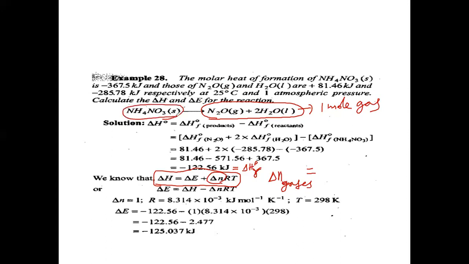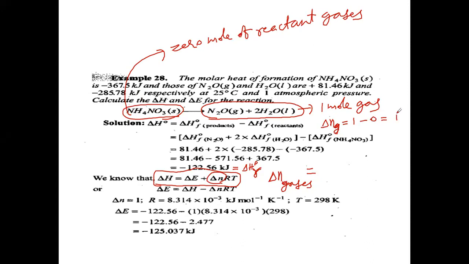And how many moles of gases on the reactant side? 0. 0 moles of reactant gases. So reactant gas is not there here. In the reactants only solid is there, no gas. So how to get delta Ng here? Delta Ng for gases is equal to products minus reactants. So how much is the delta n value here? 1.